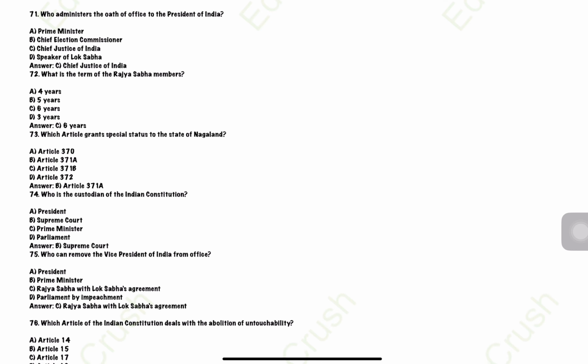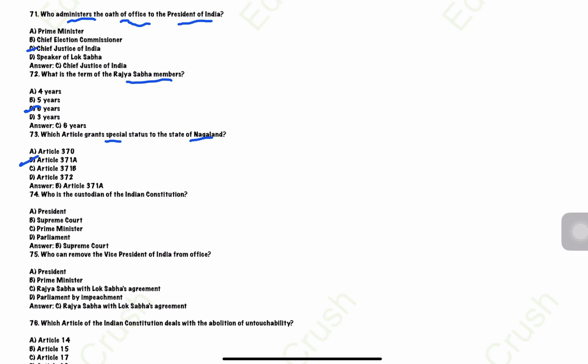Next question. Who administers the oath of office to the President of India? So, Chief Justice of India. What is the term of Rajya Sabha members? So, 6 years. Which article grants special status to the state of Nagaland? So, Article 371A.